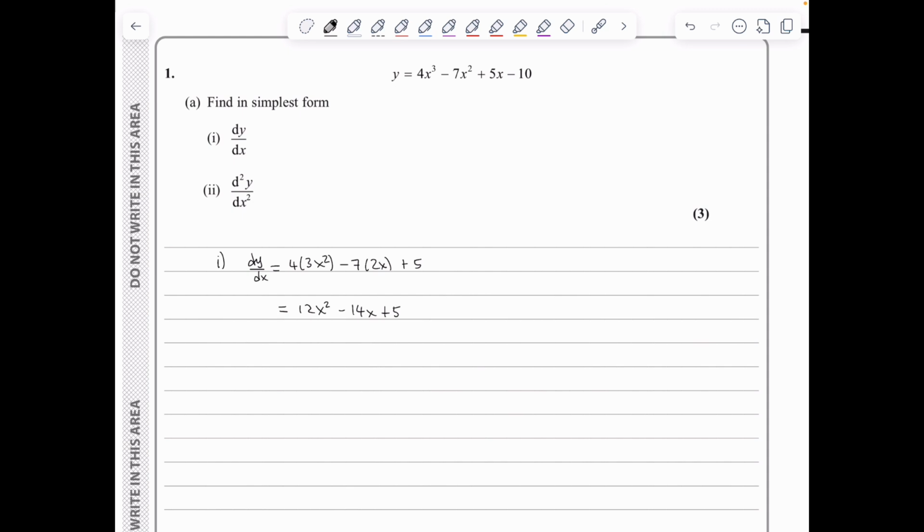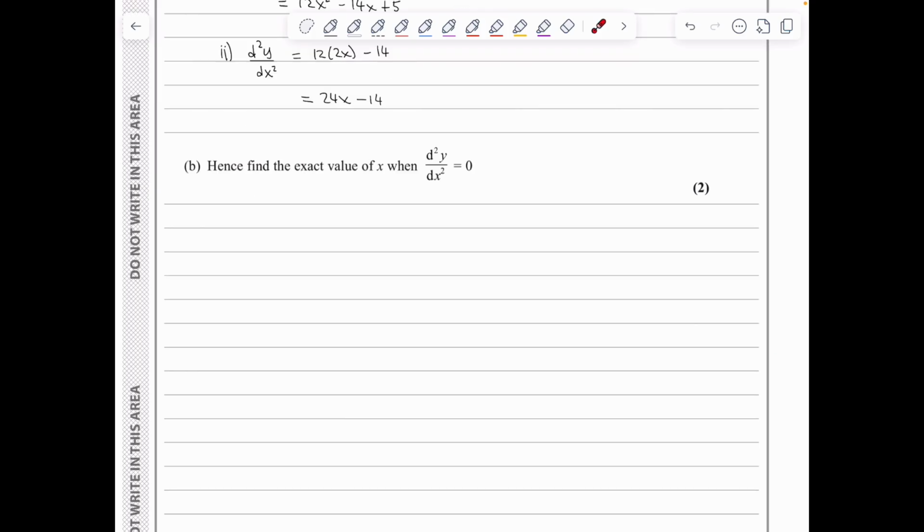Now for the second derivative, d²y/dx², we just take the expression we just obtained for dy/dx and we differentiate again. So the derivative of 12x squared is going to be 12 times 2x minus 14, which simplifies to 24x minus 14. In part B, we are asked to hence find the exact value of x when d²y/dx² is equal to 0.